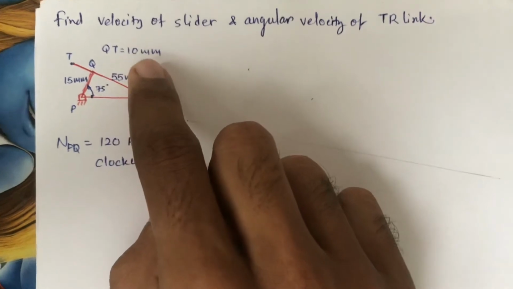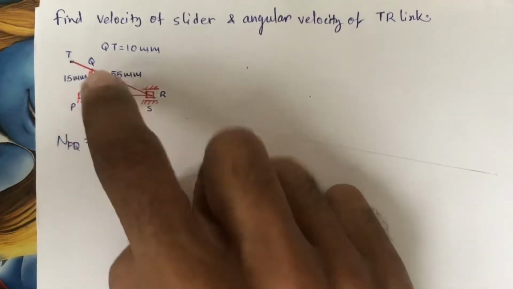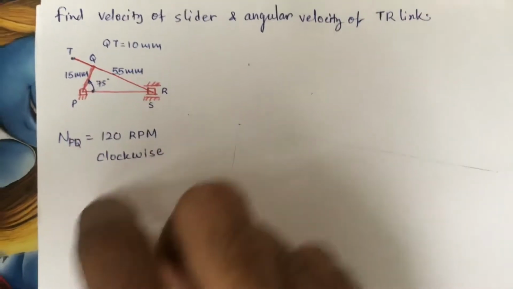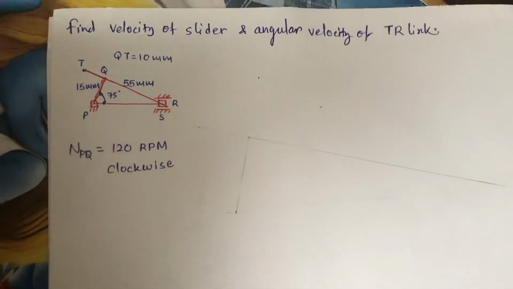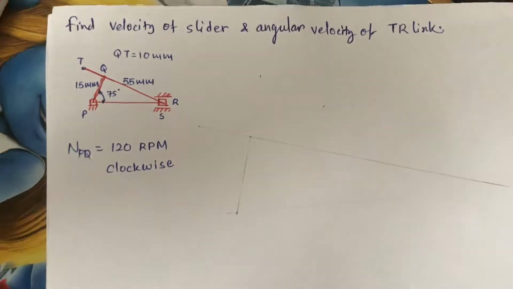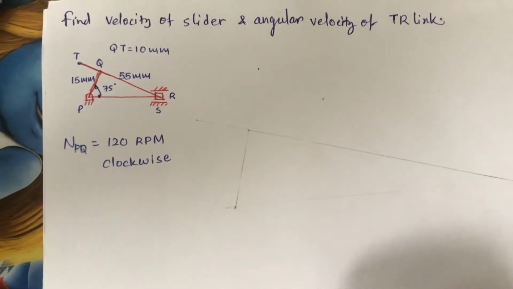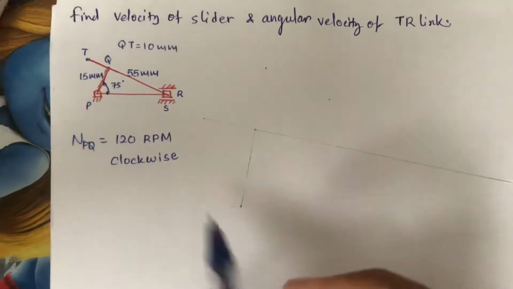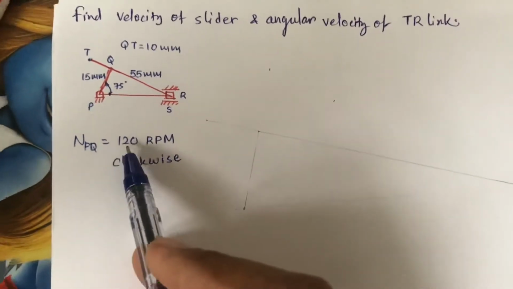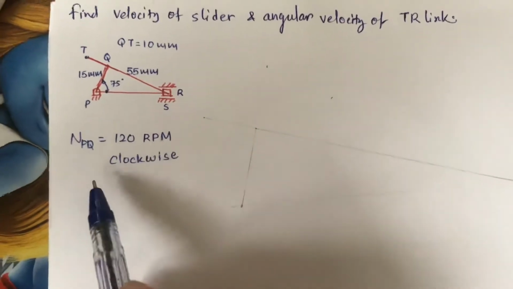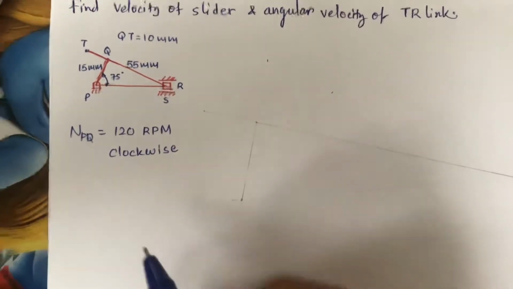QT is equal to 10 mm, which is mentioned between Q and T. Crank length is 15 mm. QR is 55 mm and P is fixed. Now it is given that PQ rotates at 120 rpm in the clockwise direction.